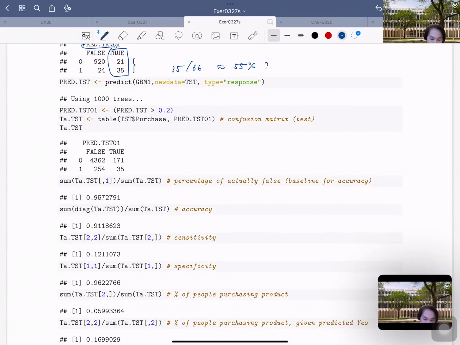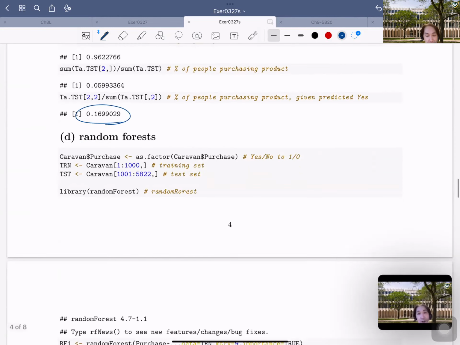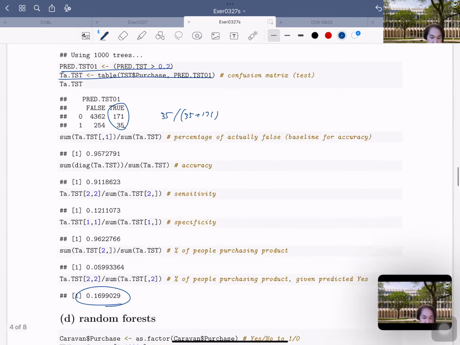But for the test set, we can do the same thing. Then we get this table. So only 35 out of 35 plus 171 people bought the product. So this is only about 17%. So this is less than 20%. This is contradictory to our model. But basically, this model does not work that well. But of course, it makes some sense.